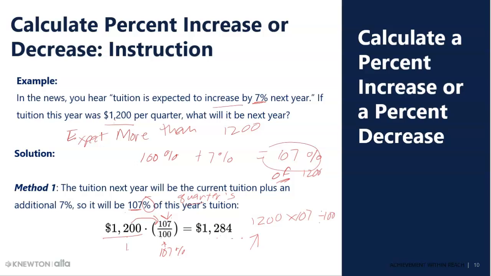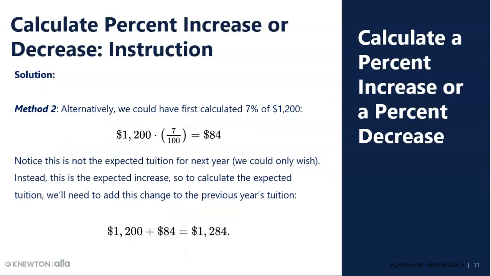Now in the next slide, we're going to see another method. I could first just find out the amount of the increase. This is the amount of the increase. So it went up by $84. And then I can just add this to the original, plus the increase will give me the final. Some of you will rather do it this way because you see what's happening better. Doesn't matter to me which way you do it.